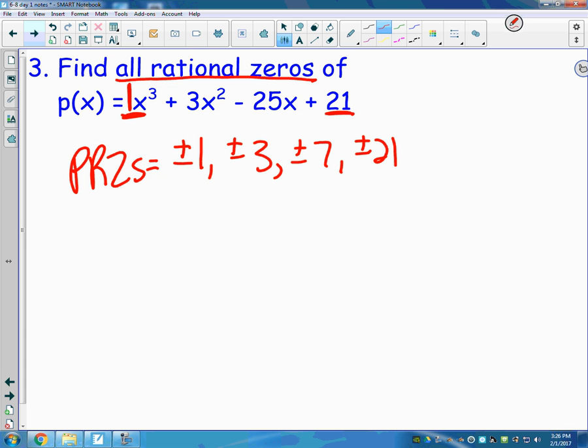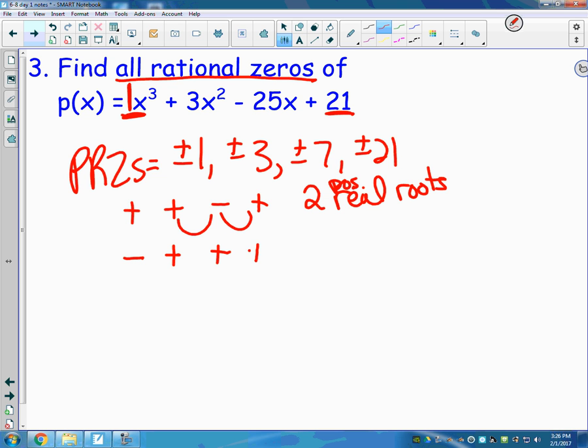And you could just start guessing there. You also could do your Descartes' rule of signs to help, maybe to know whether to start with the positives or the negatives. There's only 8 here, so it's not that bad, but I'm just going to do Descartes' rule of signs to remind you. Plus, plus, minus, plus. That changes 2 times, so I know that there are 2 or 0 positive real roots. And if I did the negative ones, that would change that x to the third to a negative. This would be a positive, and a positive. And I get that there's 1 negative real root.